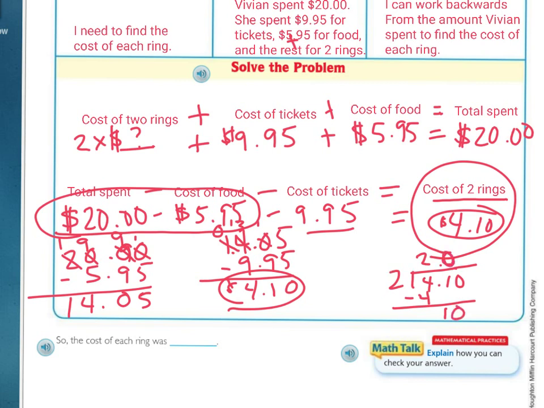Now I bring down the 0, so now I've got 2 going into 10, and 2 goes into 10 5 times. 2 times 5 is 10 with nothing left over. So the answer is $2.05. So each ring costs $2.05.